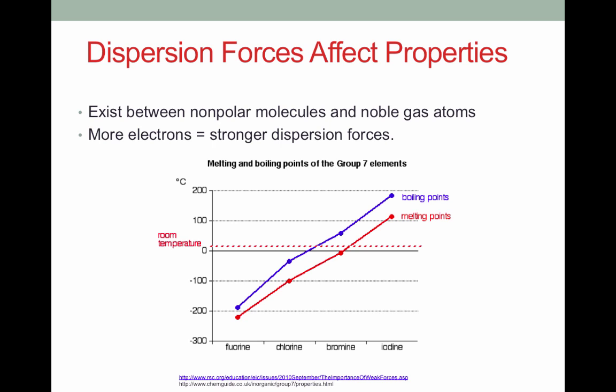Notice here that room temperature is indicated by the dotted red line. You'll notice that fluorine and chlorine have melting and boiling points well below room temperature, therefore they're gases at room temperature. However, bromine has a melting point below room temperature and a boiling point above, therefore it exists as a liquid at room temperature. Iodine, the largest of these molecules, the one with the most electrons, has a comparatively higher melting and boiling point, and iodine, as you may know, is a solid at room temperature.